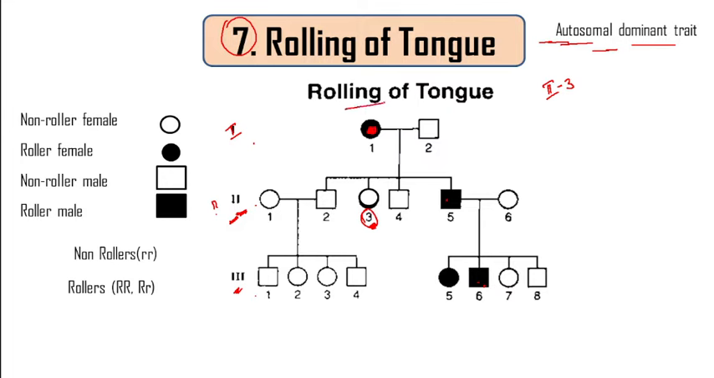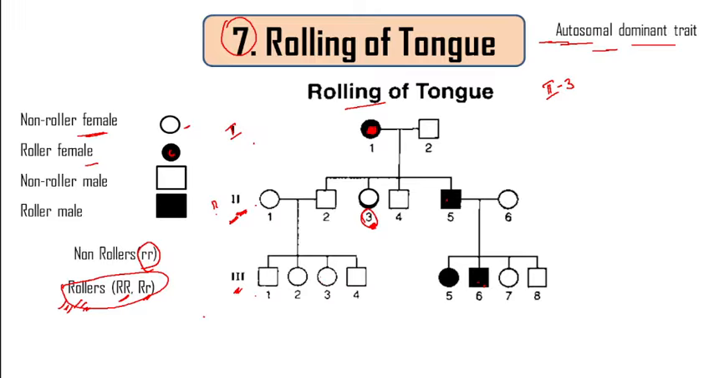Okay, now how are we going to write the genotype? See, non-roller female is indicated by a blank circle, roller female by a solid shaded circle, non-roller male by a blank square, and roller male by a shaded square. So non-rollers have the genotype small r, and rollers are the dominant ones. So their genotype is capital R capital R or capital R small r. So there are two possibilities for the roller. This is the dominant characteristic. Okay. So how are we going to start it?